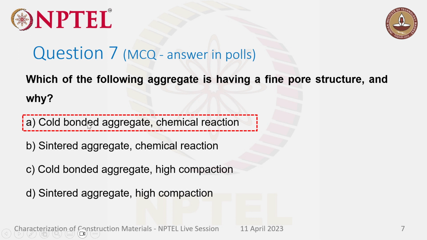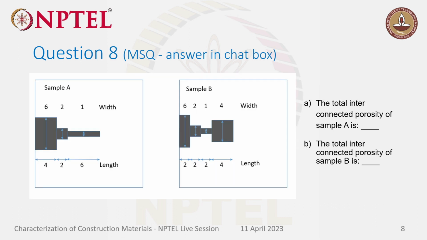Cold bonded aggregates are formed at normal room temperature, or maybe we can put them at a higher temperature for a higher degree of reaction, like around 60 or 70 degrees Celsius, to increase the kinetics of the reaction. But sintered aggregates are put at very high temperatures, like 1000 degrees Celsius or above 900 degrees Celsius, for the sintering reaction to happen. Both are different, and when you compare both, cold bonded aggregate will have a finer pore size range.